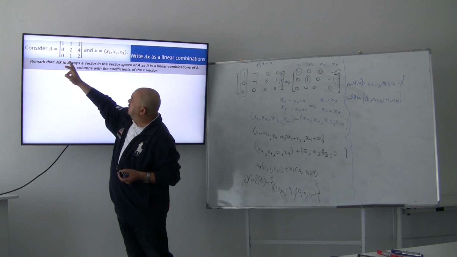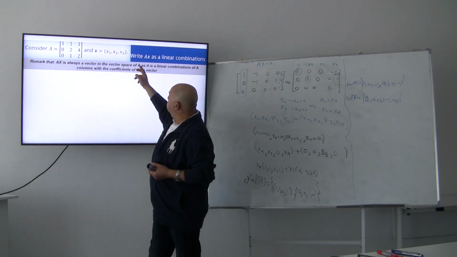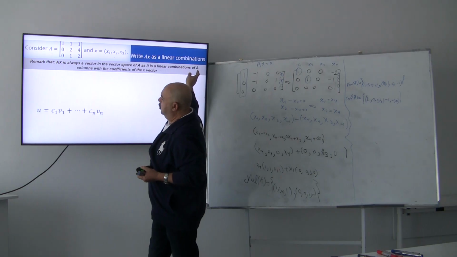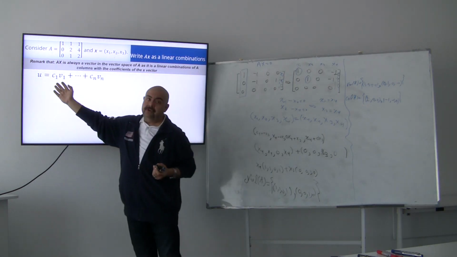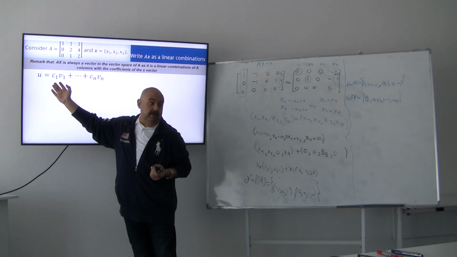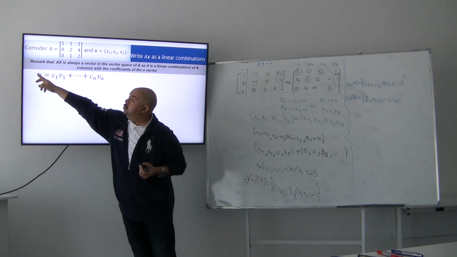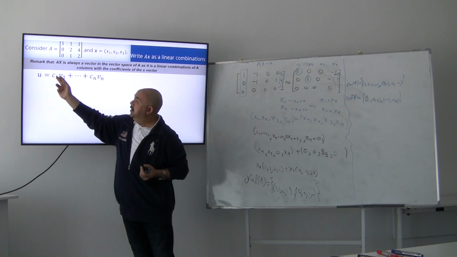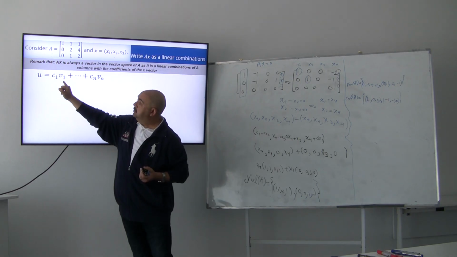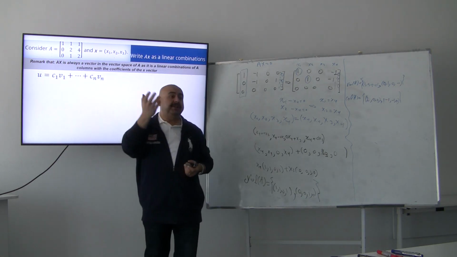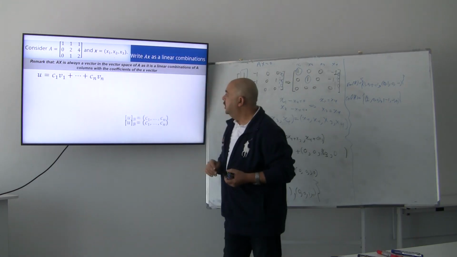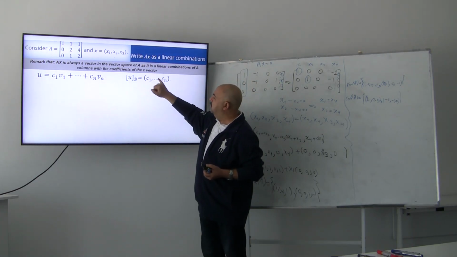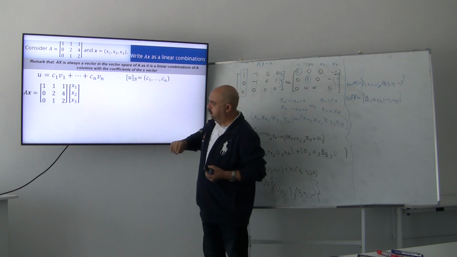Remark that Ax is always a vector in the vector space of A, as it is a linear combination from A. How to prove this? It's very, very simple. This is the linear combination formula that I'm telling you about. Any vector belonging to a vector space can be explained as coordinates times the set of vectors generating this vector space. So now I have the coordinates, which are C1 up to Cn for this transform.